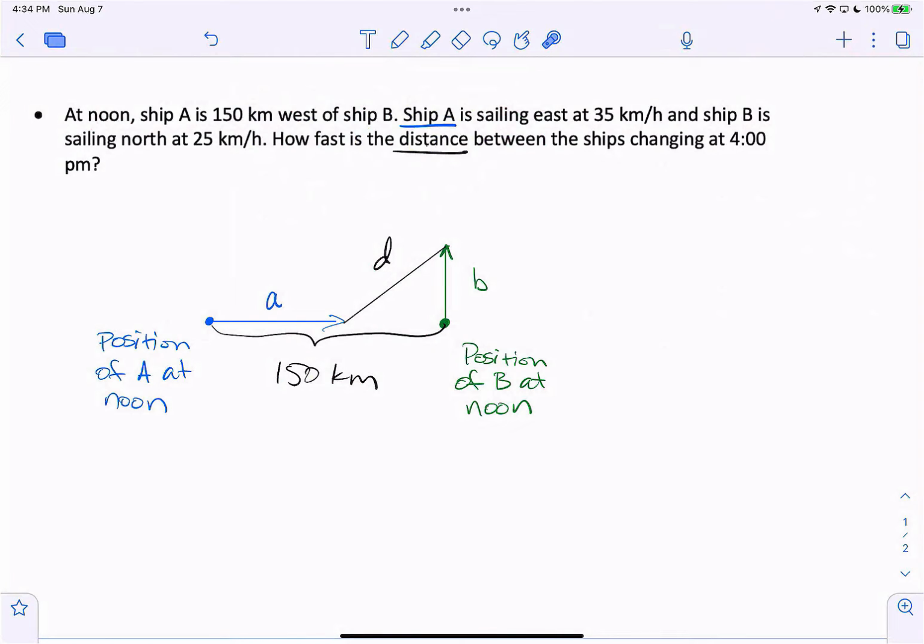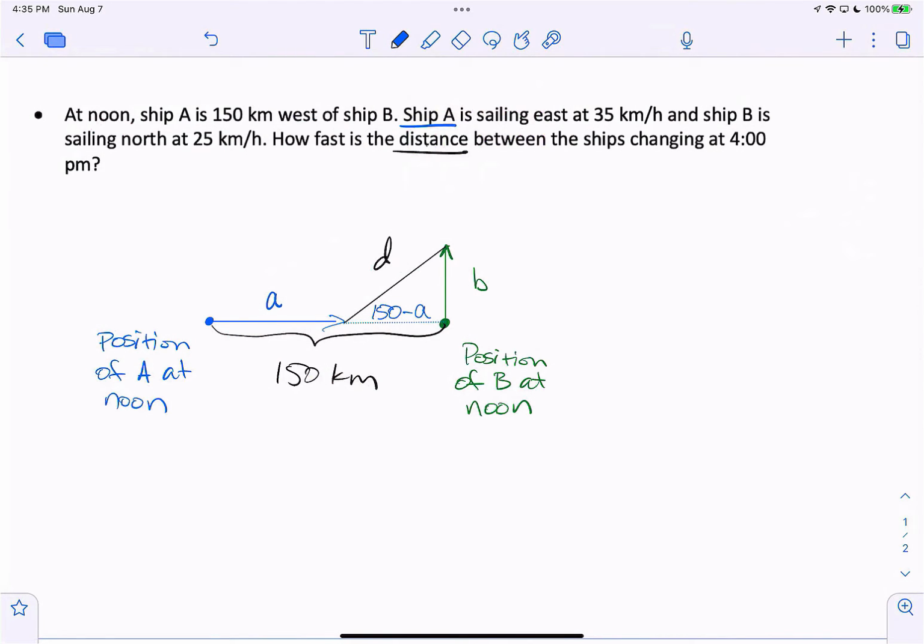Now you can kind of see the makings of a triangle here. It's a right triangle, and we are going to use the Pythagorean theorem, of course, because we're looking at D as the hypotenuse. I need a label, though, for this side of the triangle. And of course, if this is 150 kilometers, and this part I'm calling A, then the distance between where A is at a time after noon and where B was at noon is going to be 150 minus A. Let me fix that. There.